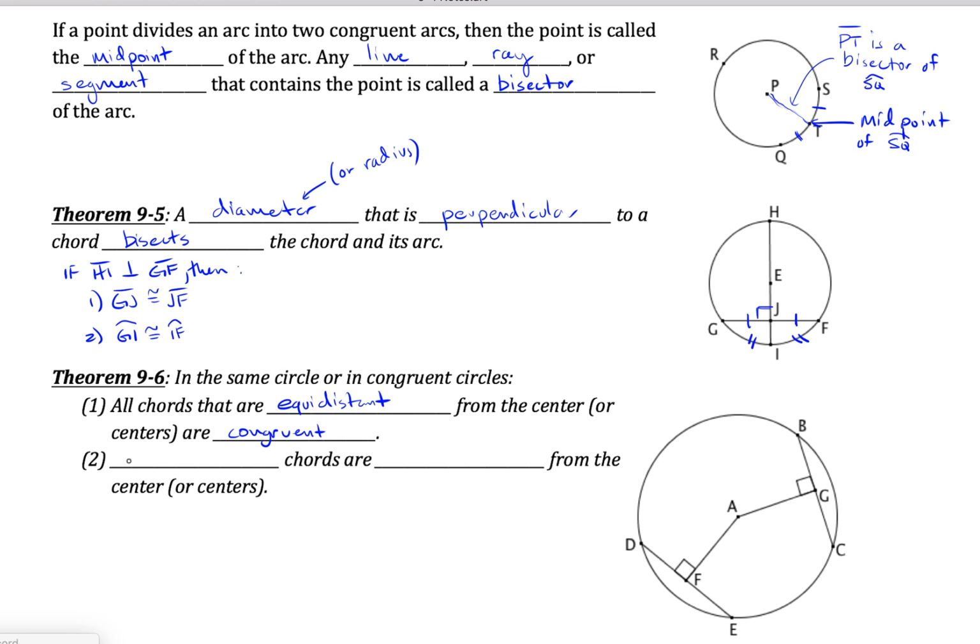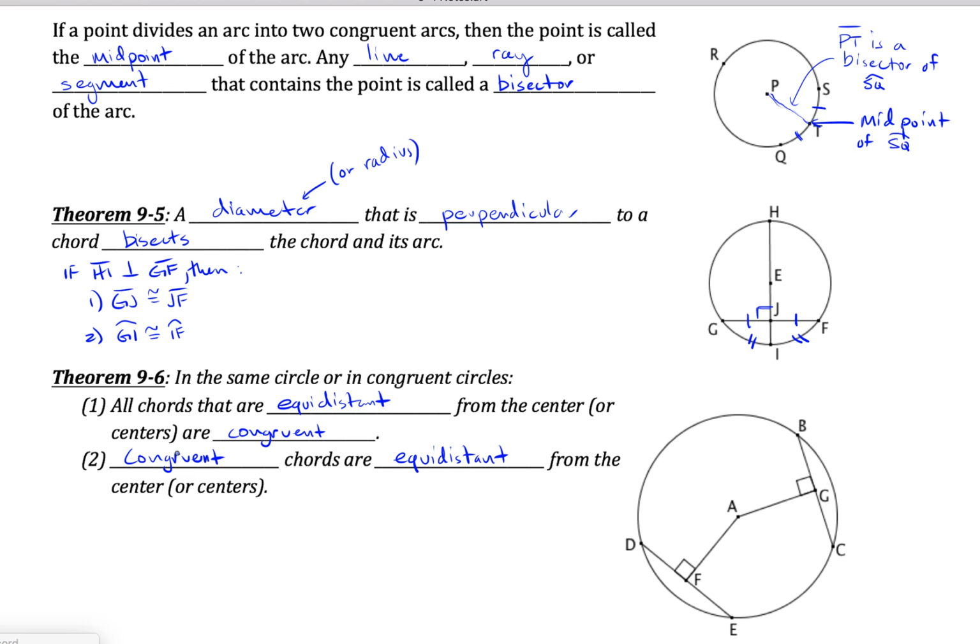And secondly, congruent chords will be equidistant from the center of the circle. And remember, we measure the distance between a point and a line or a point and a segment. So if we wanted to measure the distance from the chord BC to the center A, we have to measure along something that's perpendicular to the chord, right? We measure distances from points to lines or segments. We measure those distances along segments that are perpendicular to the object that we're looking at, right?